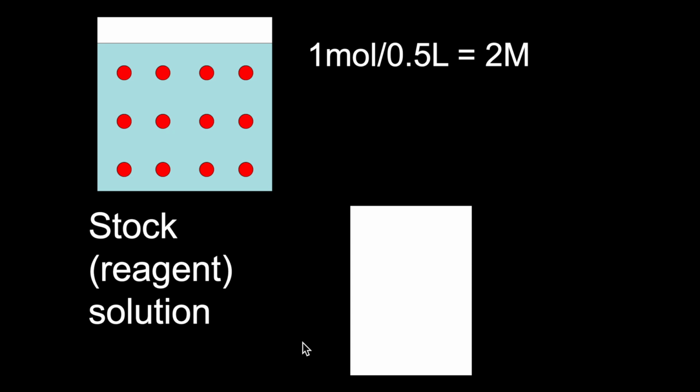To give you an example, let's pretend I have a half a liter container and I have a dozen particles. We're going to say this is 1 mole. So technically this is a 2 molar concentration, guys. I have 1 mole in 0.5 liters, and 1 divided by 0.5 is 2. This is what's referred to as my stock solution or my reagent solution. This is the starting concentration, the stuff that has the highest concentration.